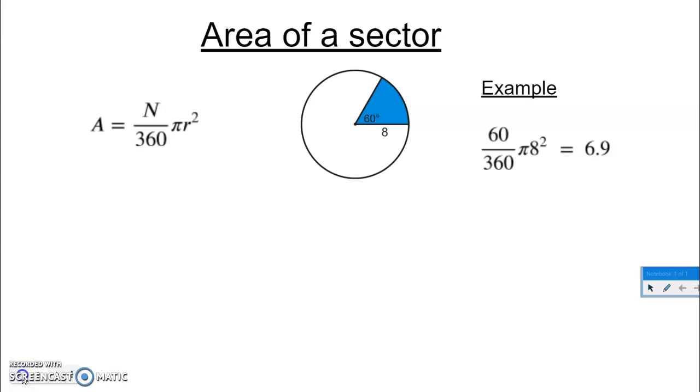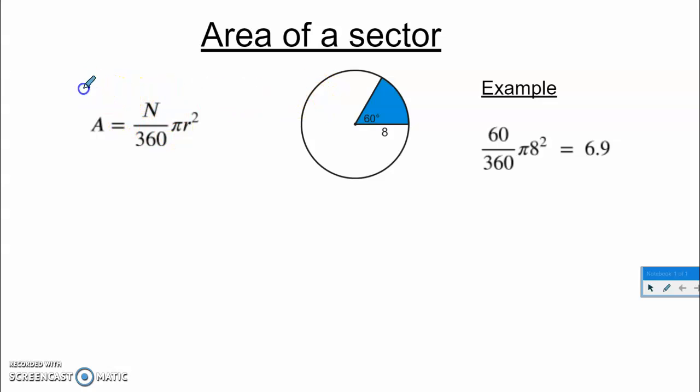Hi guys, in this video I'm going to go over the Google slide for area of a sector and length of an arc. So first we're going to cover how to find the area of a sector. The sector is a fraction of the circle. It goes to the center, so it represents however many degrees, always out of 360 degrees. Basically we're just multiplying the area of the circle by the fraction of the circle that we know we have.